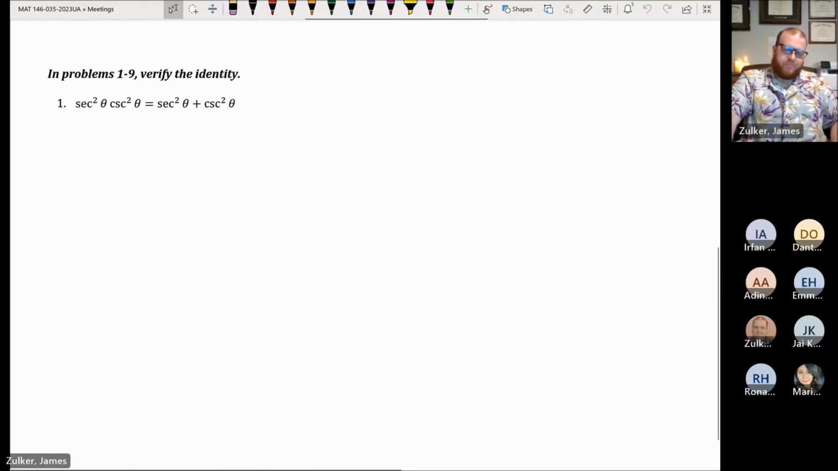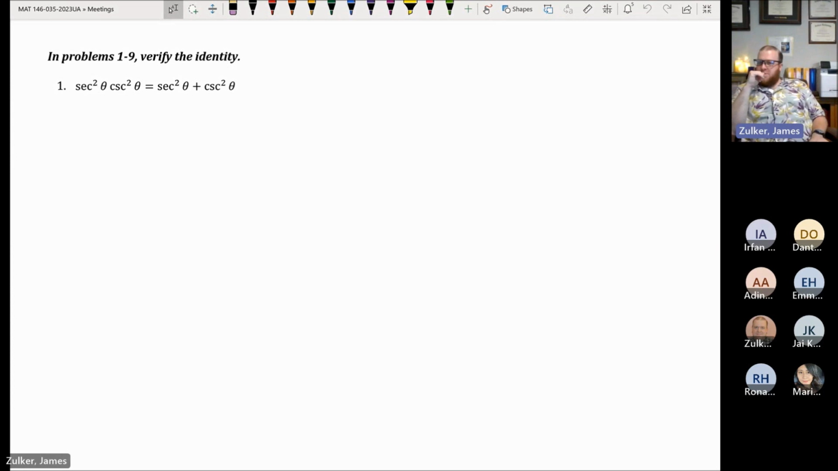So as I said, what we're going to do with these problems is we're going to verify each of the given identities. What this boils down to is you start with one side of the equation, and then you use known identities to get to the other side. It doesn't matter which side you start with.